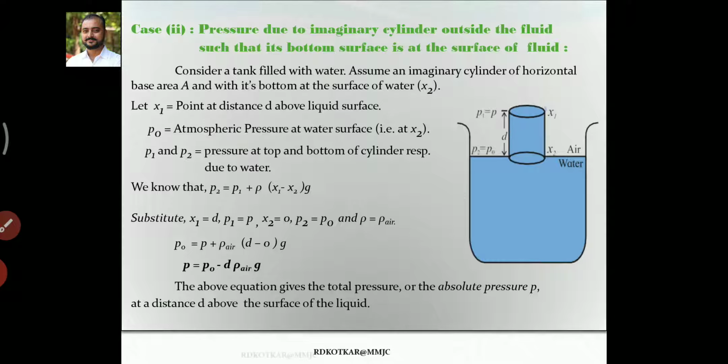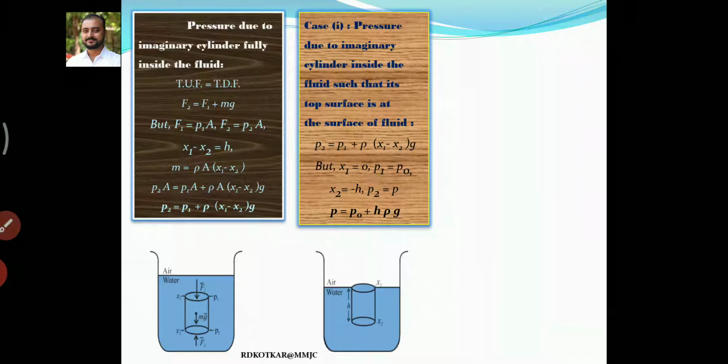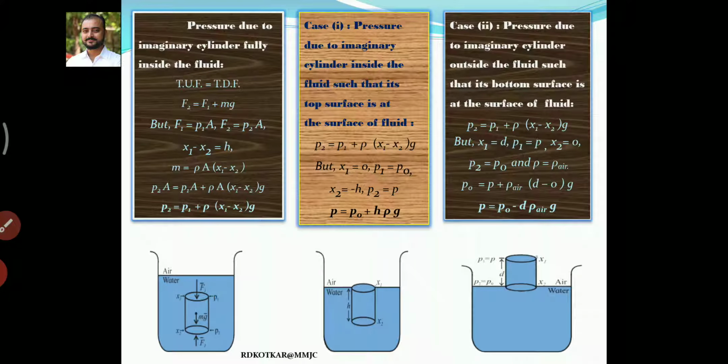Then we will compare all these 3 points. This is the first one, which is the basic of all this: the pressure due to the imaginary cylinder fully inside the fluid. Second, the case 1, which is written here shortly, and third one, again here, which is also written shortly. These are the 3 different cases. As you observe and compare them carefully, you will get a complete solution. Comparatively you can study using these 3 diagrams and these 3 expressions.